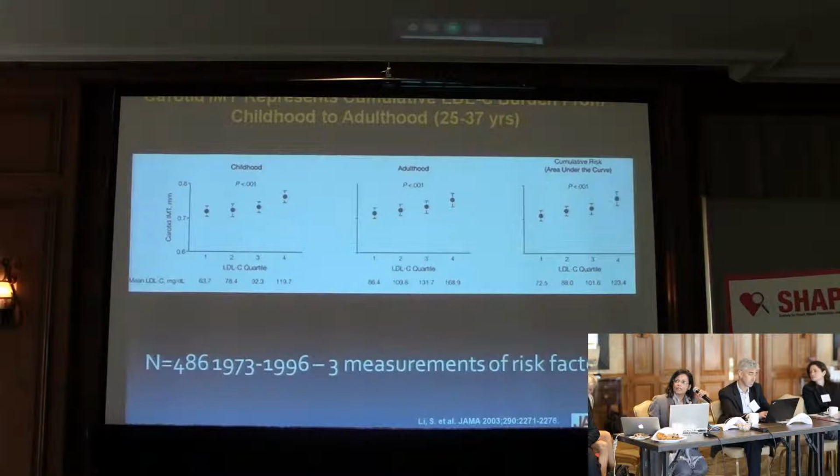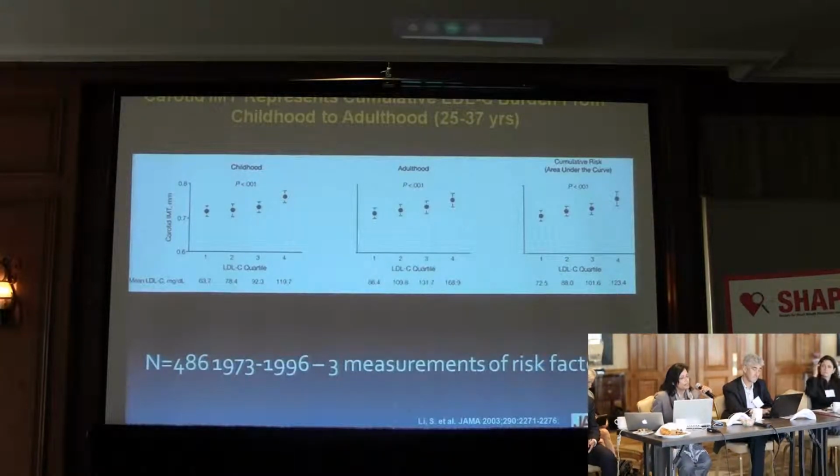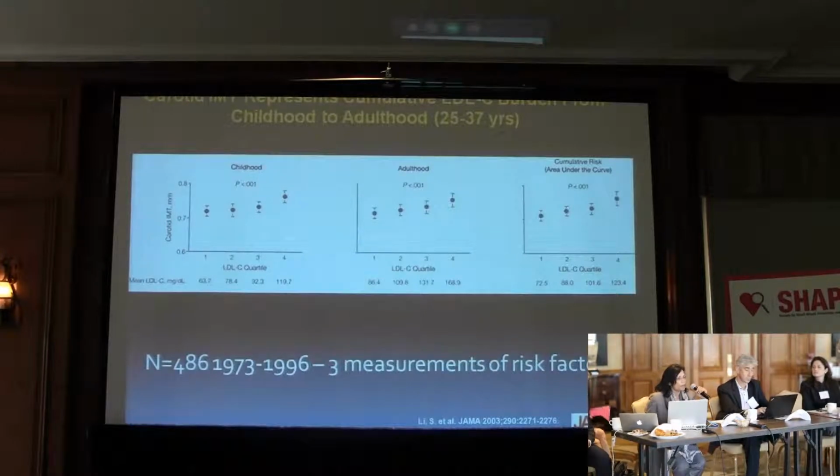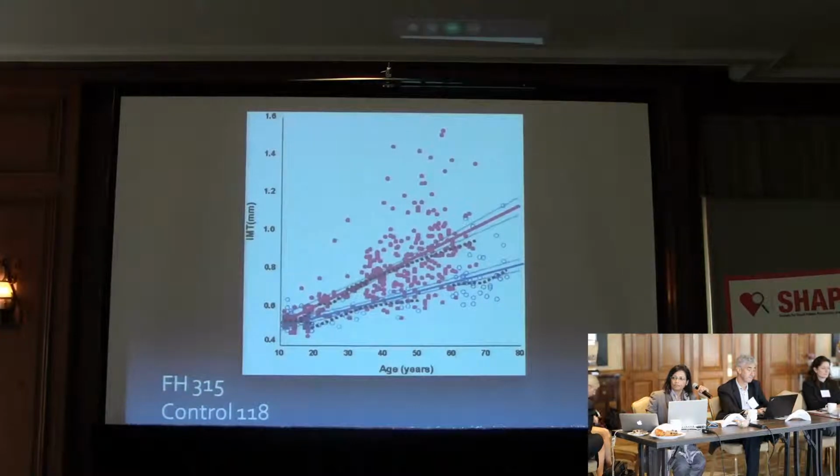And they found that the IMT at this age, when they have not formed plaque yet, is really representative, in multivariate modeling, of the burden of LDL cholesterol that they were exposed to during their childhood and adulthood. So in other words, if you were to use the CIMT alone, you can actually use it in young adults to reflect their exposure to risk factors during their growing years.